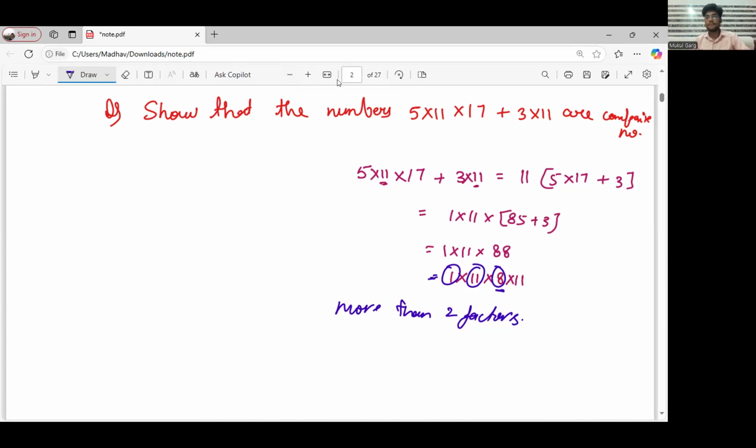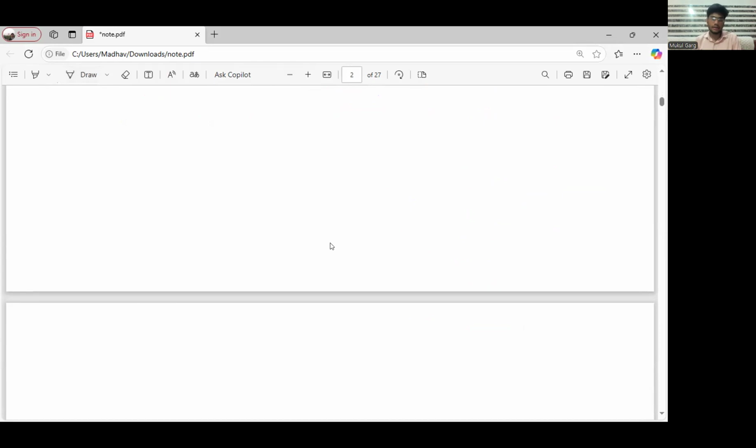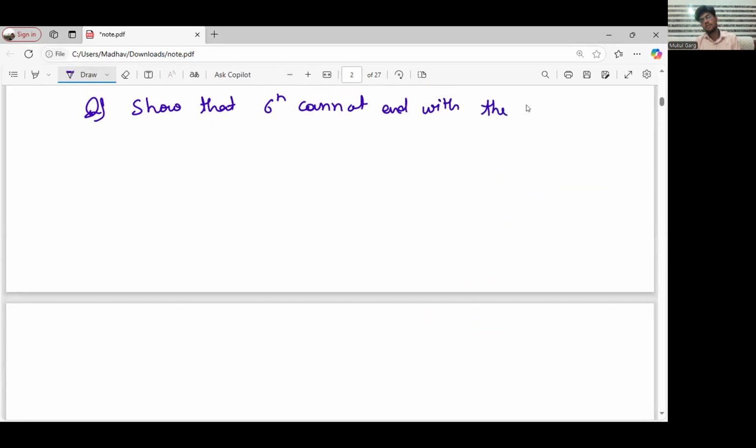That question says, show that 6 to the power n can never end with the digit 0 for any natural number n. Let me write down this question here. An important question. Show that 6 to the raised power n cannot end with the digit 0 for any natural number n.